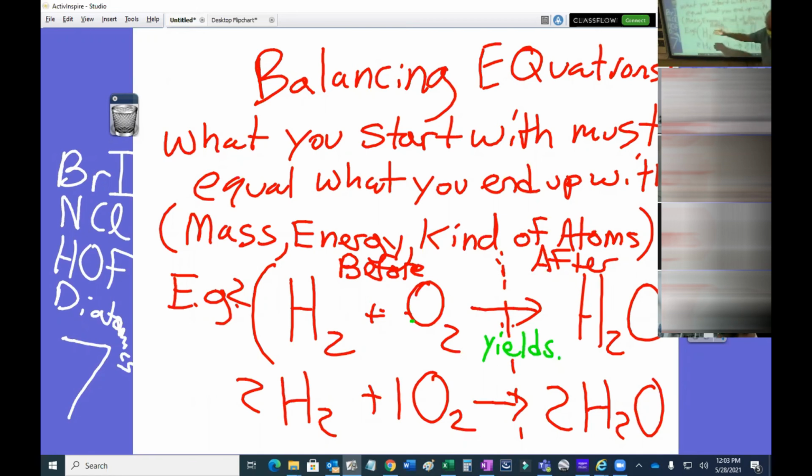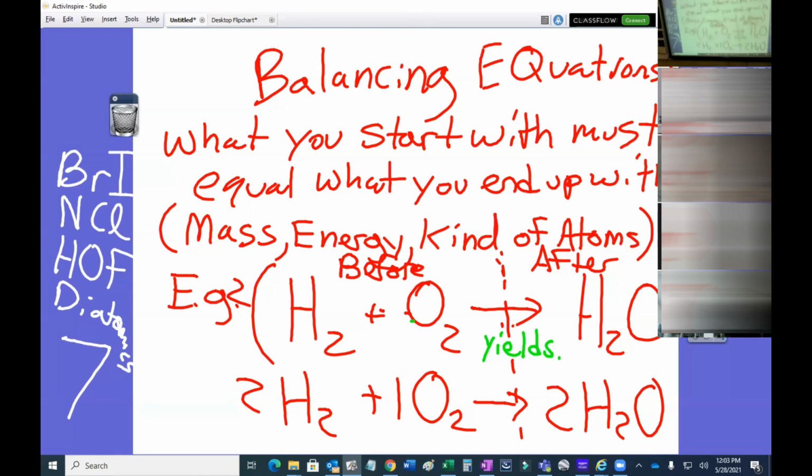So the same number of hydrogens before and after, same number of oxygens before and after. There's another concept, law of conservation of energy. It says the total energy before and after has to be the same. Although you can release energy, just take it into account. We're not going to do that. We're just going to focus on the kinds and number of atoms.